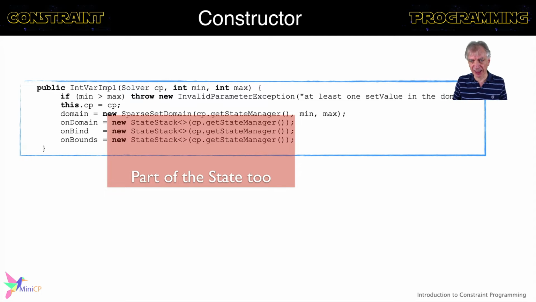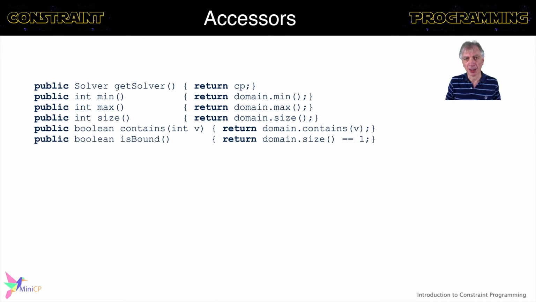Now, this is part of the state, as I've told you. So this is a state stack. I'll tell you later on a little bit how this state stack is implemented, but it's very much the same thing as the sparse set. All right, so these are the accessors. They are amazingly boring. The only thing that they do is essentially delegating to the domain. So nothing fancy here.